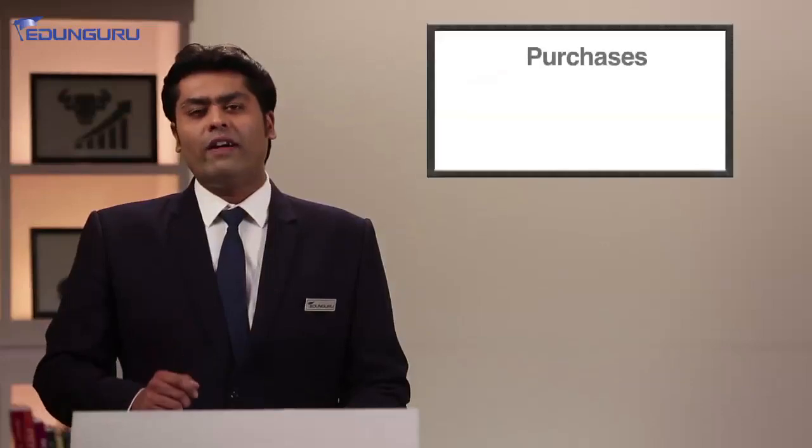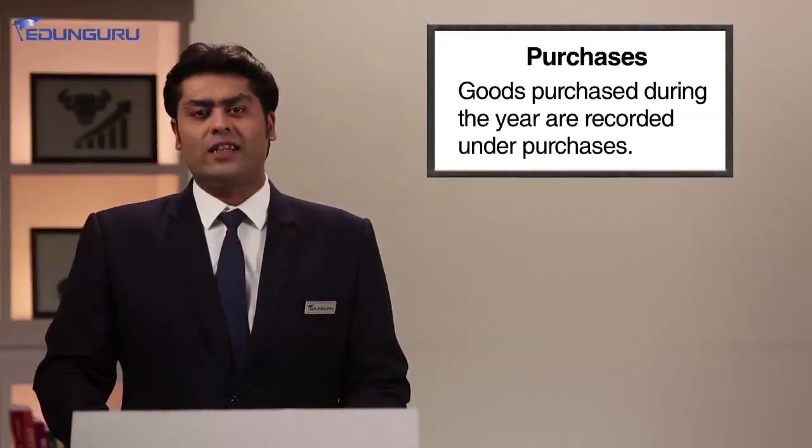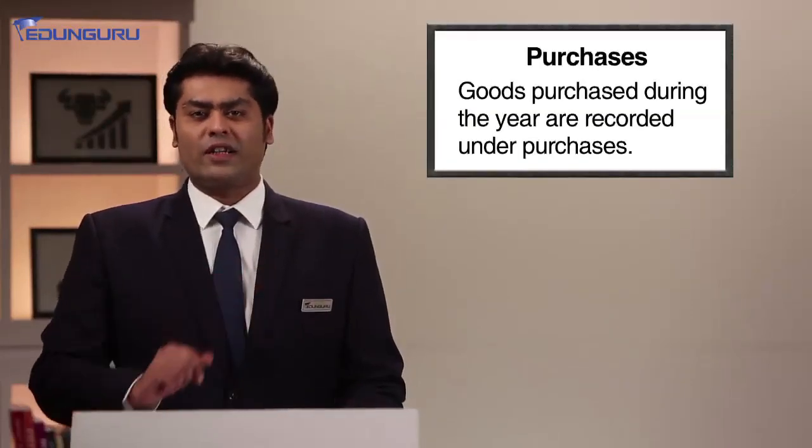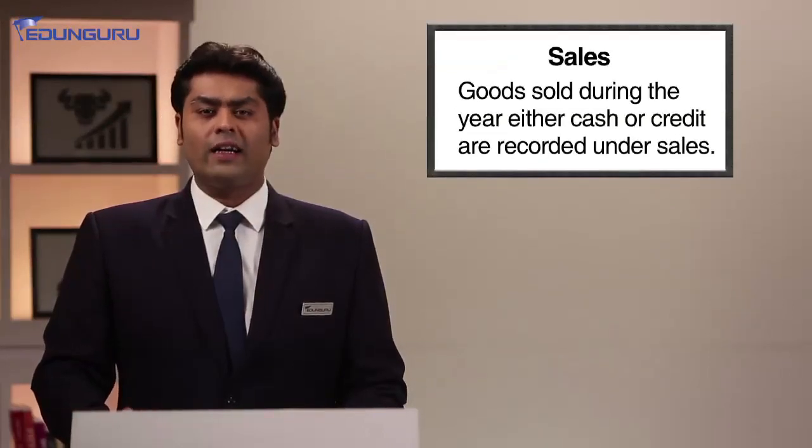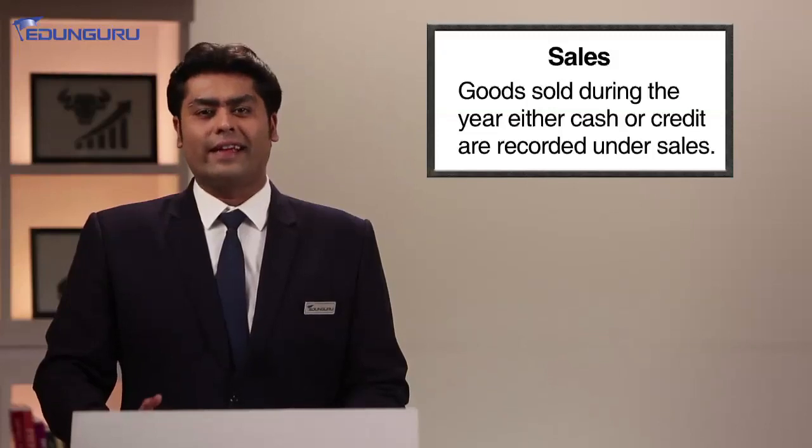Now what is the purchase? It's an obvious answer that I will not just sell what I have since the beginning. I will need additional goods to be sold. Whatever goods I purchased during this year freshly is recorded under purchases, followed by sales. Now what does sales record? Whatever goods are sold during the year, either for cash or for credit, both are recorded together as sales.